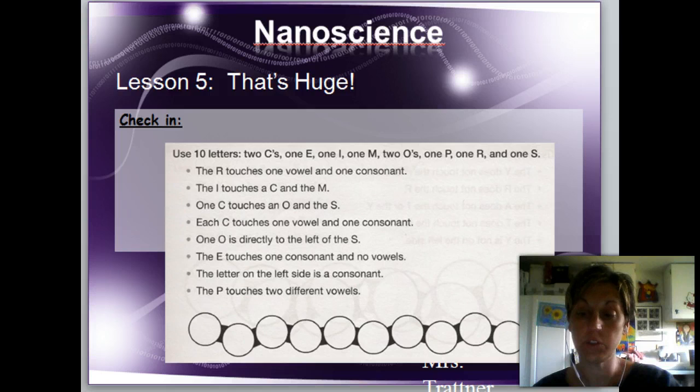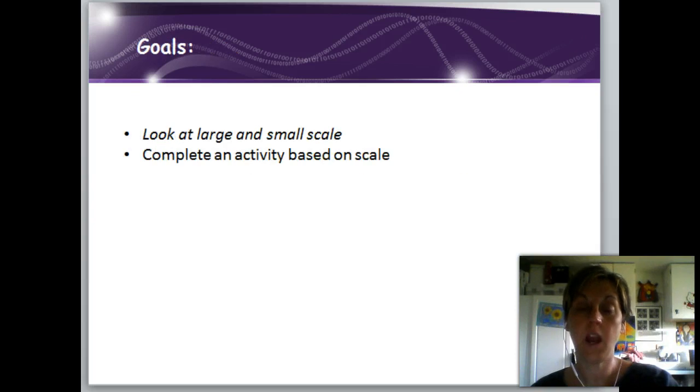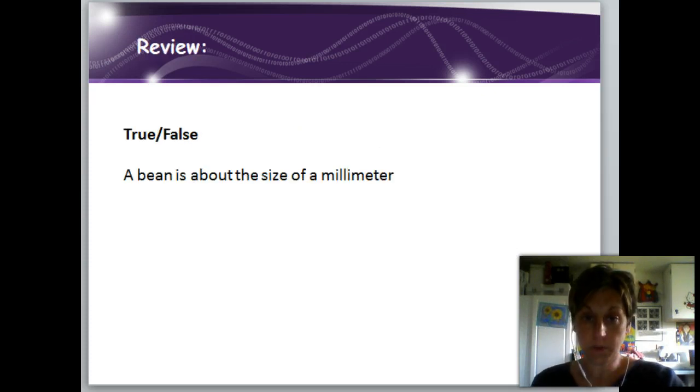That's huge. Okay, so these are the objectives that we're covering in the unit. Our goals for today: to look at large and small scale and to complete an activity based on scale. So let's review. Make sure that you pause before you listen for the answer.